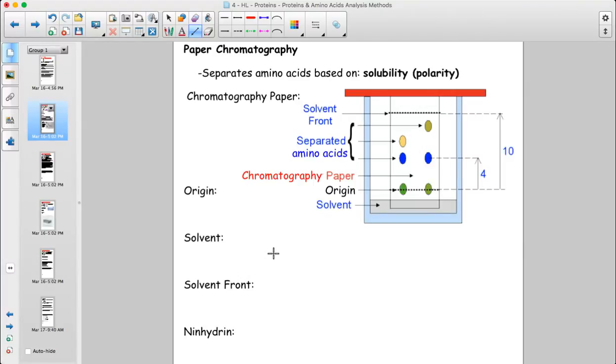And so to get them to separate, you're going to have to play around with the exact nature of the solvent to cause the different amino acids to attract more or less to that solvent, and so mix better or worse with it.